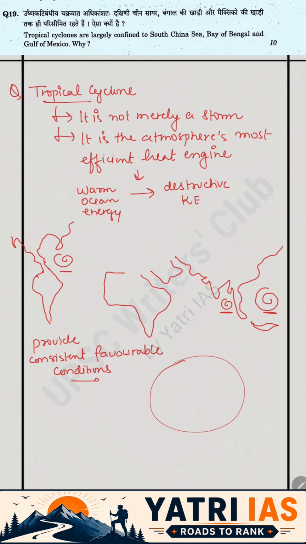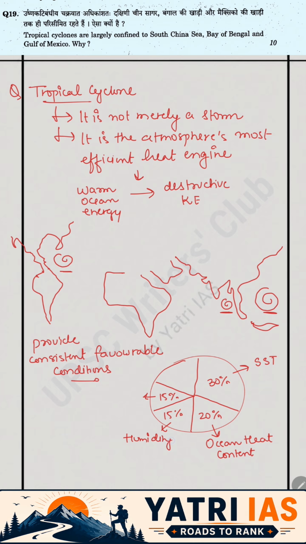We could understand this with a Venn diagram. Like, 30% weightage can be given to sea surface temperature, 20% weightage can be given to ocean heat content, then 15% can be attributed to humidity, low wind shear, and then 10% each for Coriolis force and ITCZ, and other disturbances.